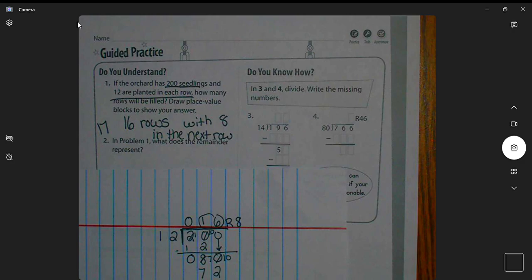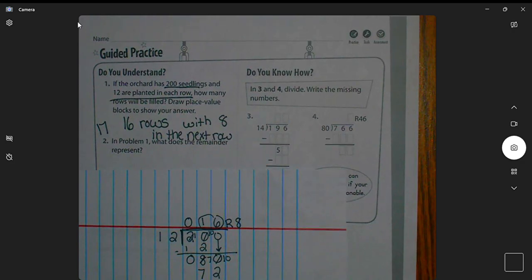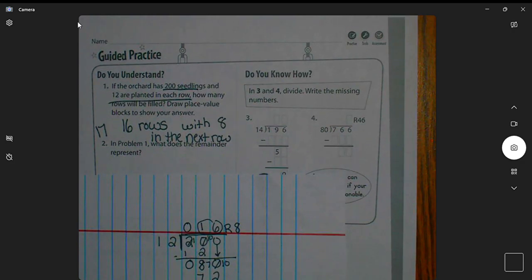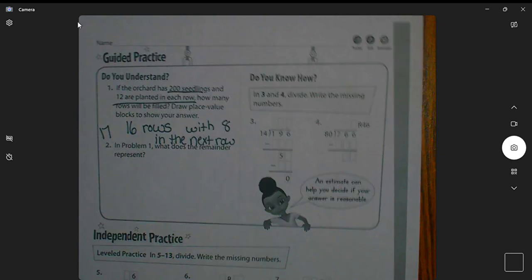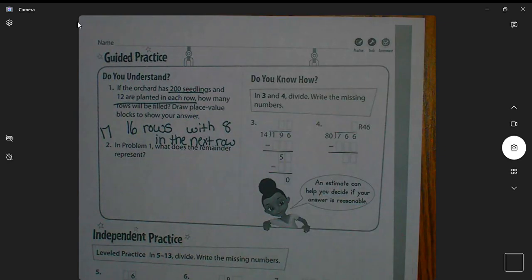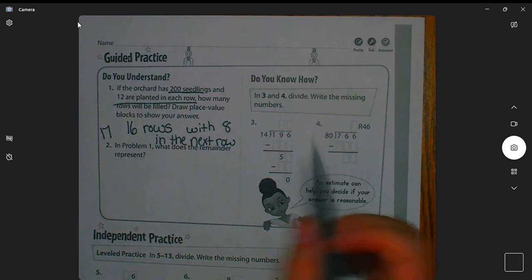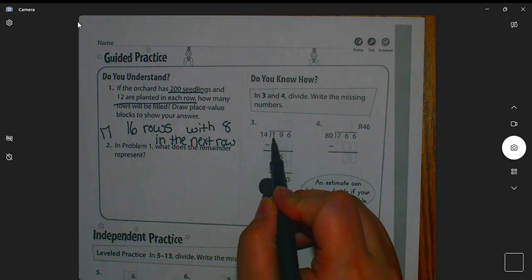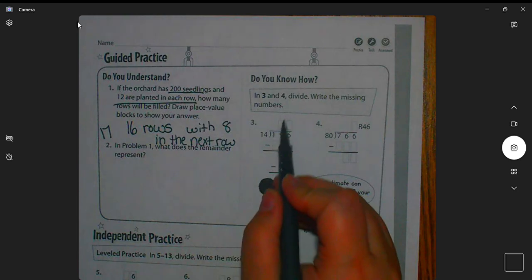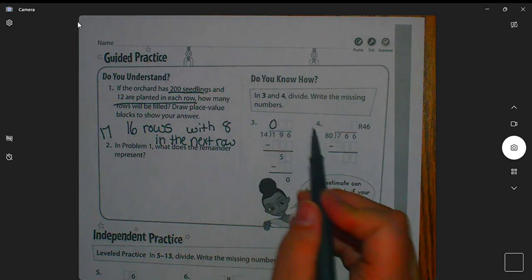Let's look at number 3. 196 divided by 14. Now, on this one, they've given me the blocks to be able to be successful. So, can I get 14 into 1? No. So, I put my placeholder. That helps my brain think.